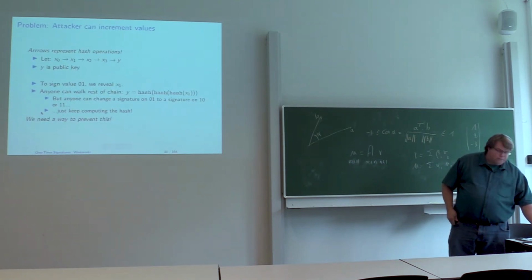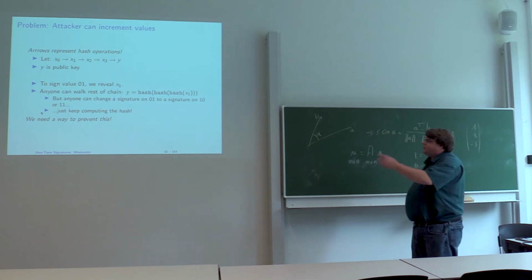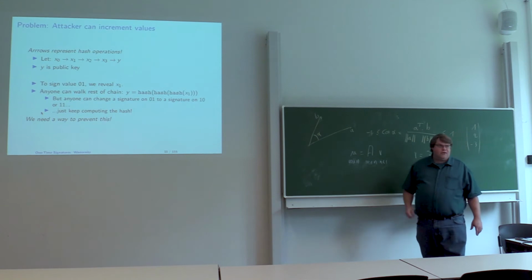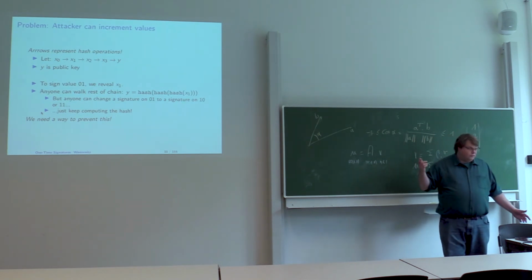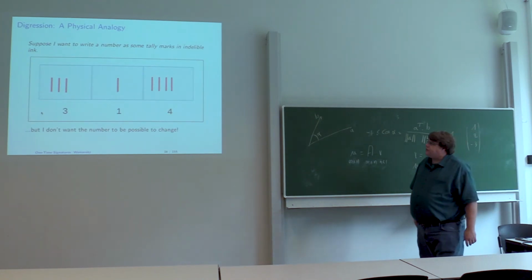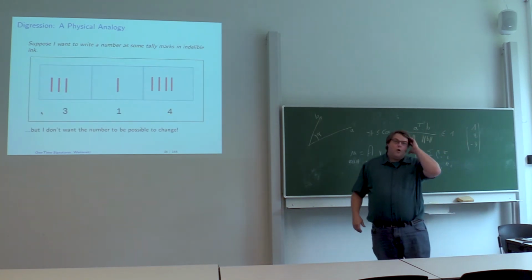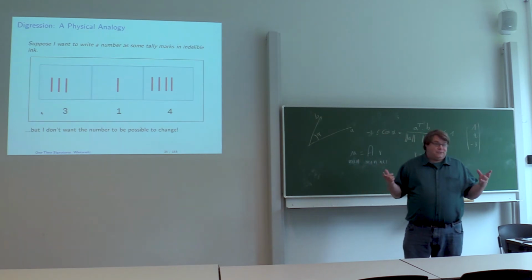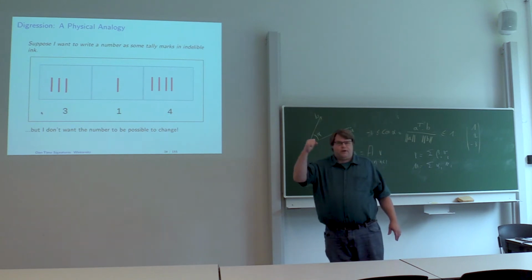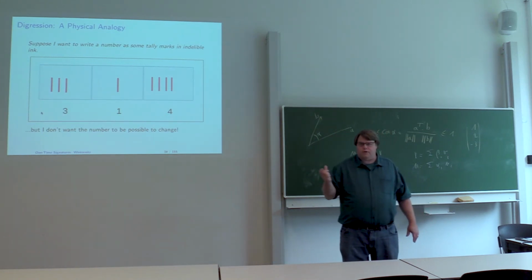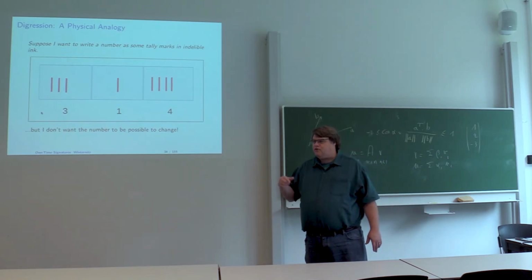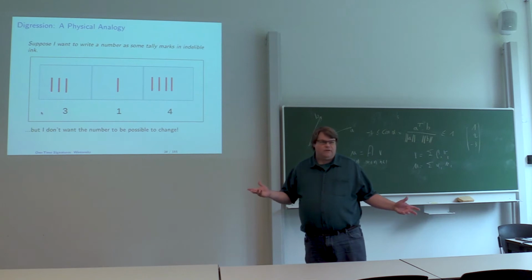The problem here is just that the attacker can increment the values. So we somehow need a way of keeping the attacker from being able to increment values to change the hash, or to change the signature. I'm going to use a physical analogy for this, and this actually would work. Suppose I have an indelible ink marker, and I want to make a mark using tallies. I'm going to write some numbers, and I want it to be impossible for anybody to change the number once I've written it without it being obvious that they've changed it.